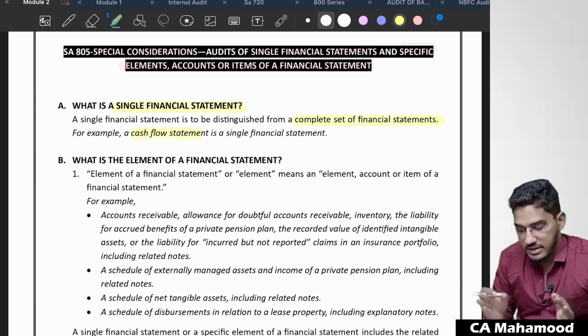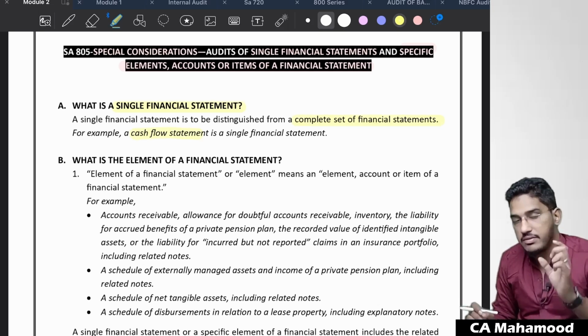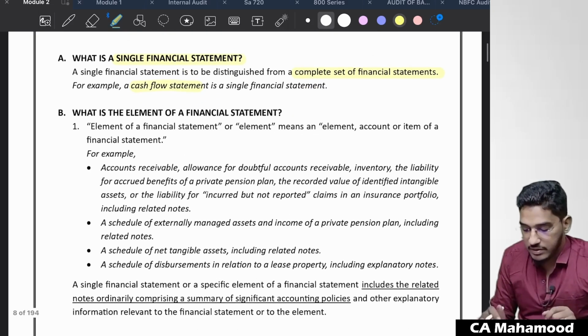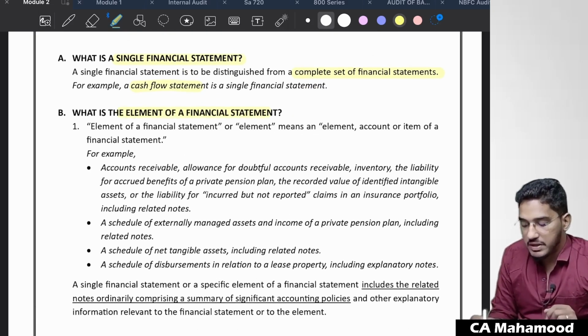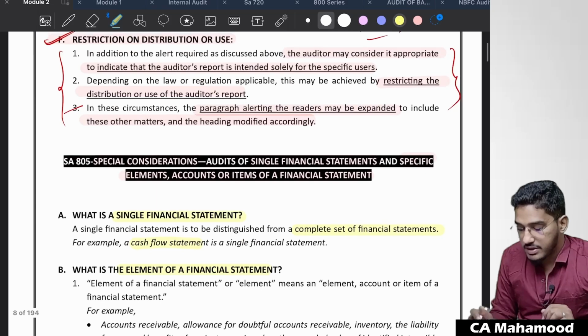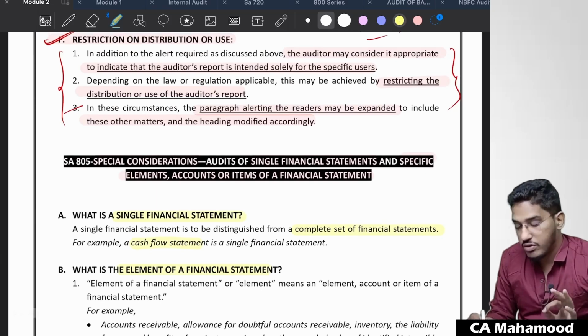Audit of only P&L is an audit of a single financial statement. So like that, one specific financial statement item, we call it a single financial statement item. What is an element of a financial statement? In the title they are telling that this standard is going to talk about audit of a single financial statement as well as specific elements, accounts or items, right?